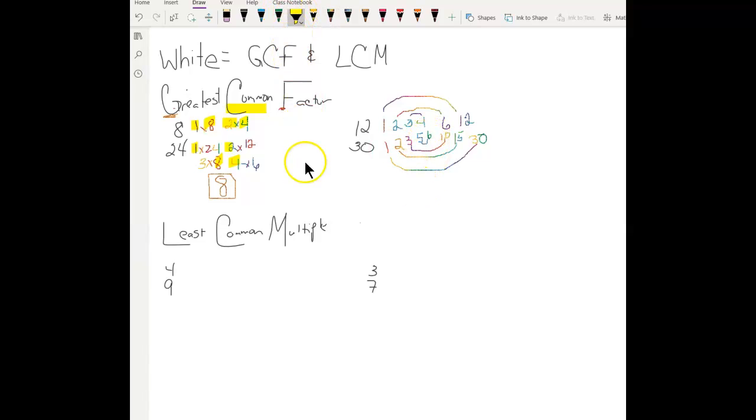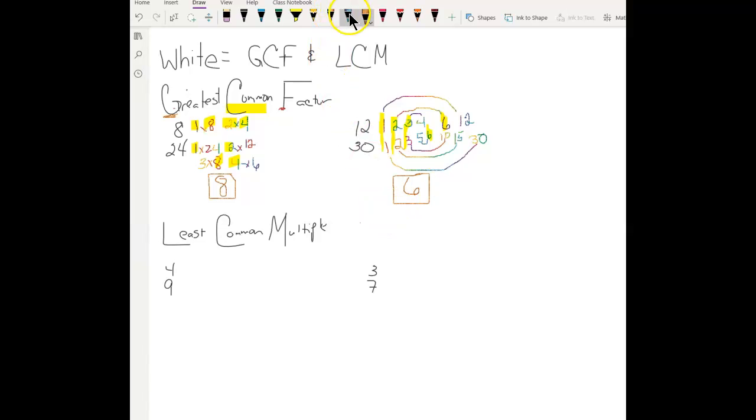And then we look for what's common. They both have a 1. They both have a 2. They both have a 3. They both have a 6. And that's it. So, the biggest one that they have in common is 6.